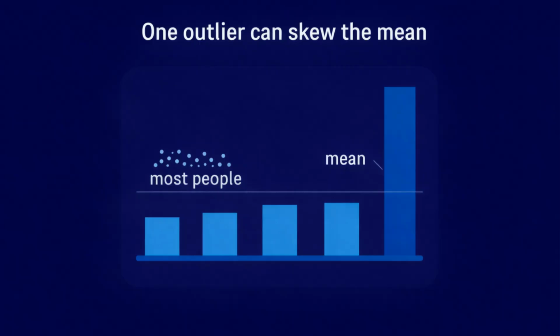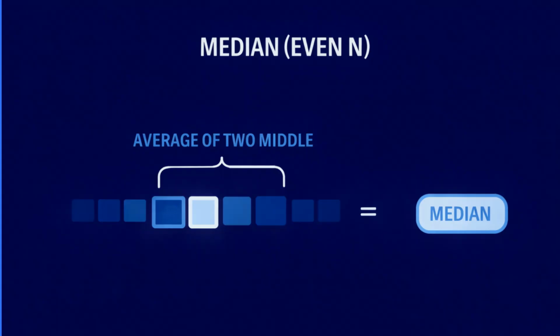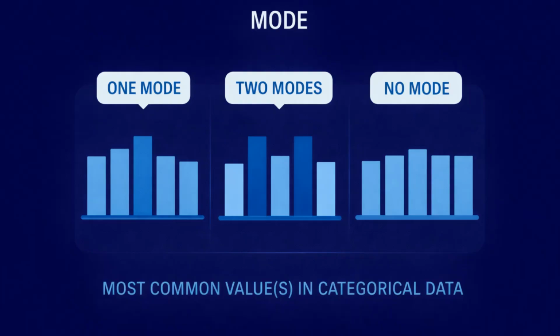For example, if one person earns far more money than everyone else, the mean income may not represent what most people actually earn. The median is the middle value when the data are listed from smallest to largest. If there is an odd number of values, the median is the single middle number. If there is an even number of values, the median is the average of the two middle values. The median is often used for income, home prices, and salaries because it better represents a typical experience when data are skewed. The mode is the value that occurs most often.